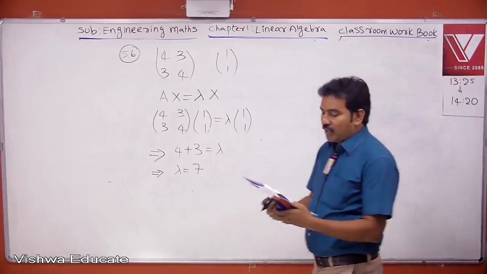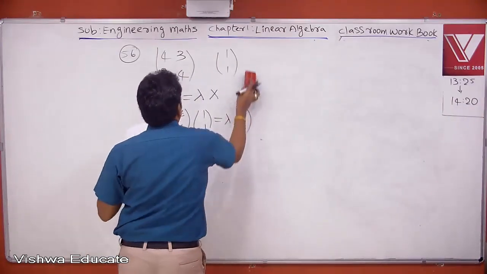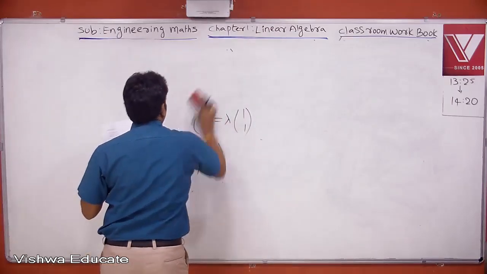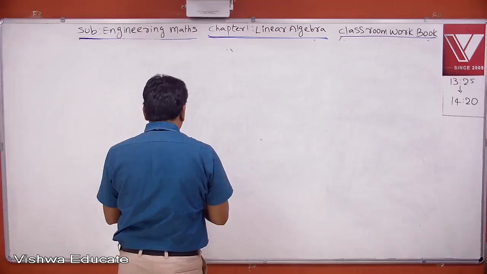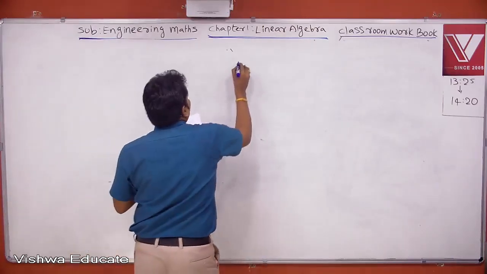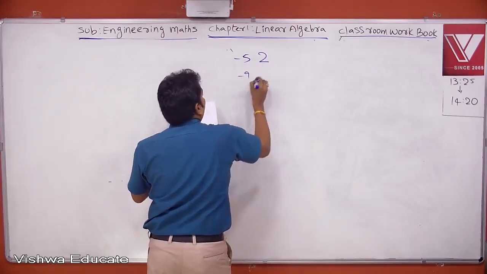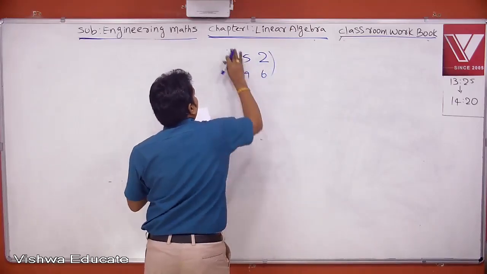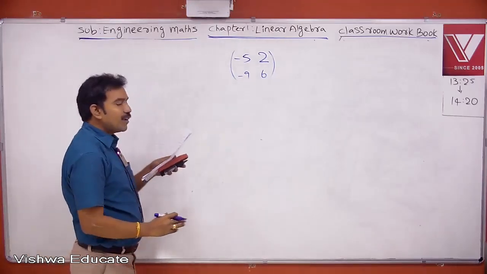Next we move to question number 57. One of the eigenvectors of the matrix [-5 2; -9 6] is... So they were asking one of its eigenvectors. Options are given.